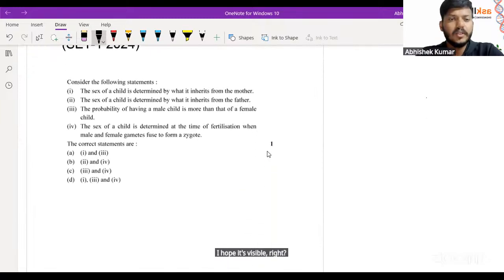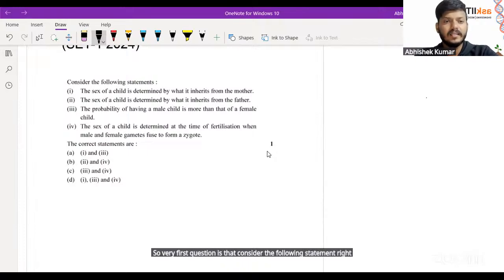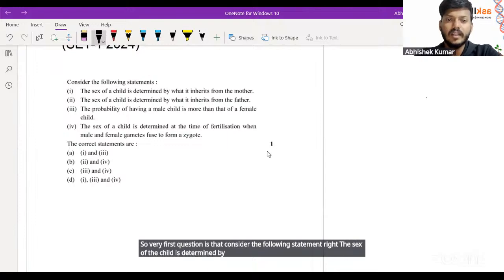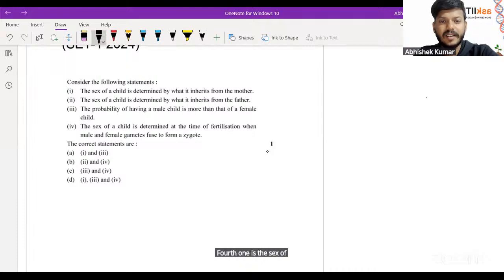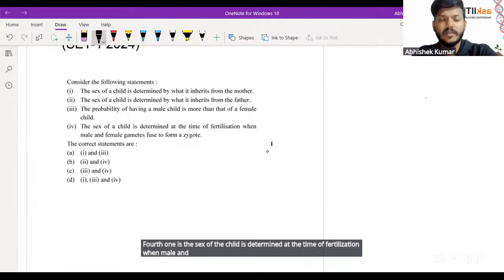So the very first question is: consider the following statements. First, the sex of the child is determined by what it inherits from the mother. Second, the sex of the child is determined by what it inherits from the father. Third, the probability of having a male child is more than a female. Fourth, the sex of the child is determined at the time of fertilization when male and female gametes fuse to form a zygote.